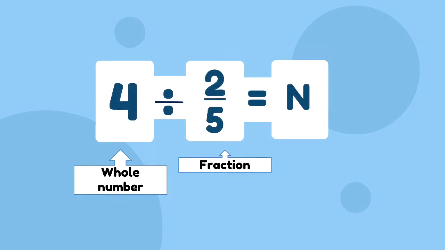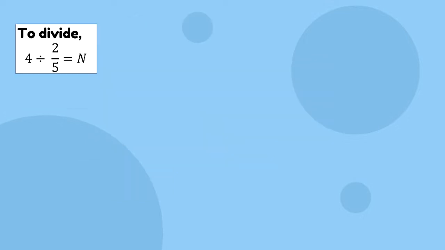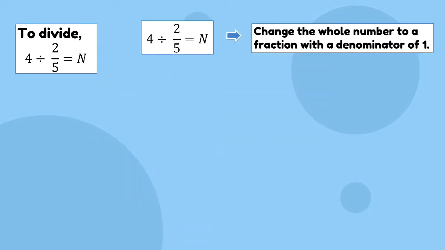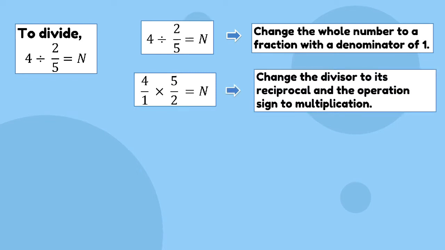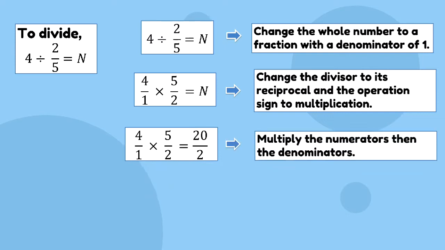Let's solve this number sentence. 4 divided by 2/5 equals n. To divide 4 by 2/5, first we have to change the whole number to a fraction with a denominator of 1. Always remember that a whole number will always have a denominator of 1. So our 4 became 4/1. Next, we have to change the divisor to its reciprocal and the operation sign to multiplication. Then, multiply the numerators then the denominators.